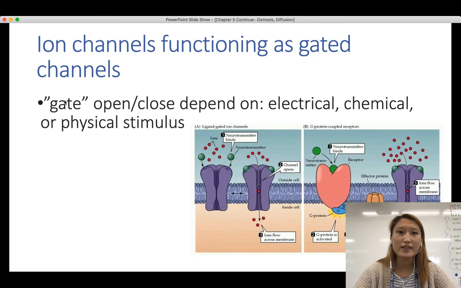So in this case, there are different types of gates. They will open and close based on different scenarios and conditions. There are three different types that we're going to talk about. One is called electrical. That's dependent on the charge inside and outside of the protein. So we'll look at that. Chemical is based on a chemical binding to the protein, allowing the channel to open and close. And then we have physical stimulus.